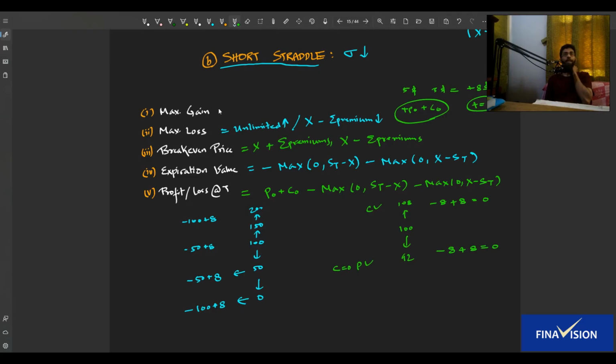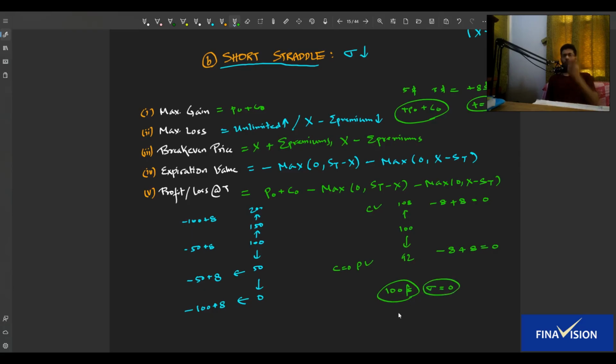What is the maximum gain? The maximum gain is equal to P0 plus C0. The main intention is that both the options should expire without getting exercised. So ideally the stock price should remain at 100. It should not move. Volatility should be literally 0.